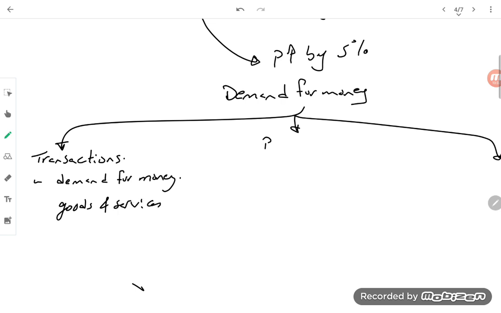Number two, precaution, and it's called precautionary demand for money.